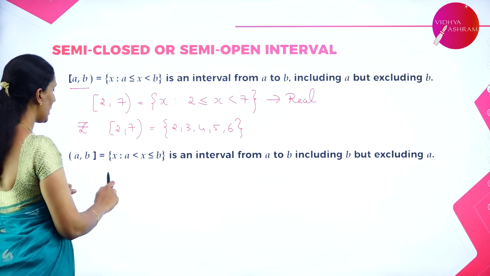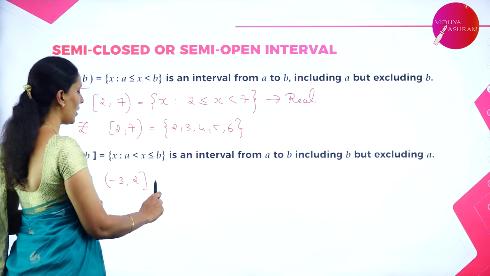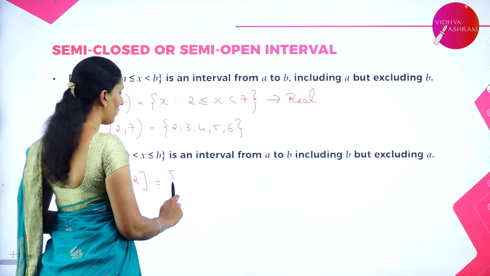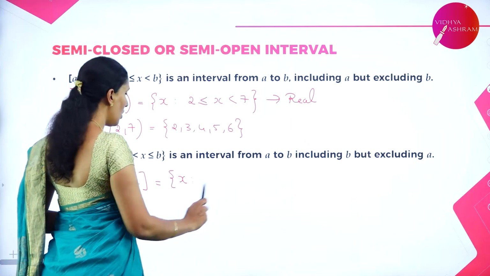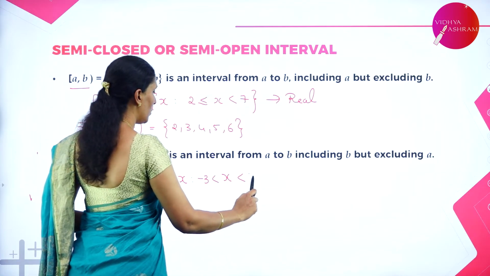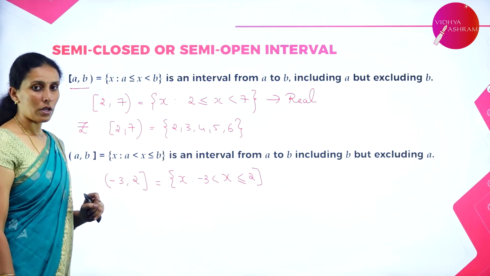Now here let me take an example, (-3, 2]. When I say (-3, 2], we are not taking minus 3 but we are taking 2. So it is a collection of all those numbers where x lies between minus 3 and 2, but for 2 you need to put the less than or equal to symbol.